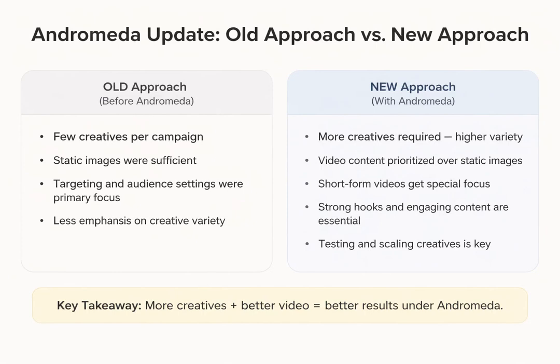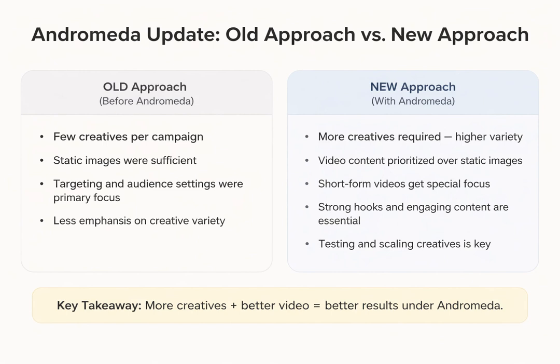Let's break down exactly what changed with Andromeda by comparing the old approach to the new one. In the old days of Facebook advertising, you could run a campaign with just a handful of creatives, maybe 1 or 2 images and a bit of ad copy, and that was enough to get decent results. The focus was more on audience targeting and campaign structure. But with the Andromeda update, that's shifted significantly.